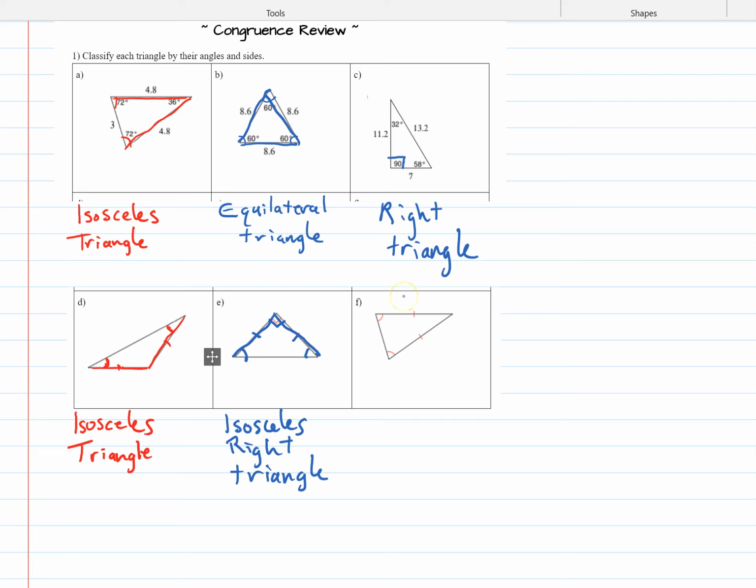And then taking a look at F, you're going to see that this one is similar to D. You have two of the same angles. The little arc means they're the same. And then you have this side congruent to that side. So what we have here is another isosceles triangle.